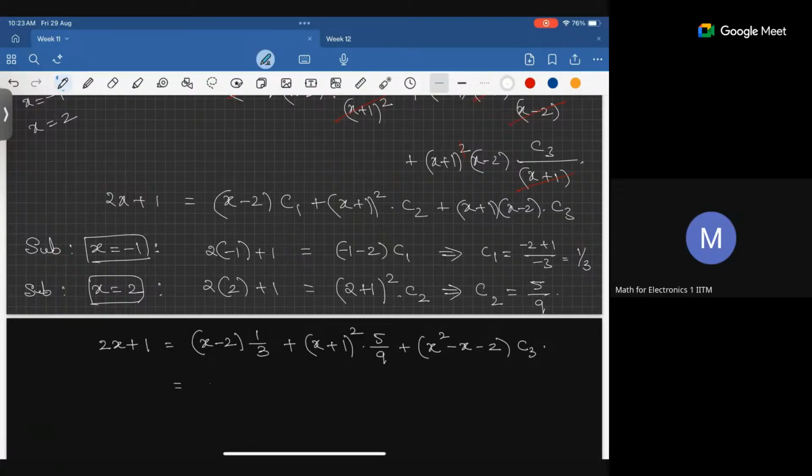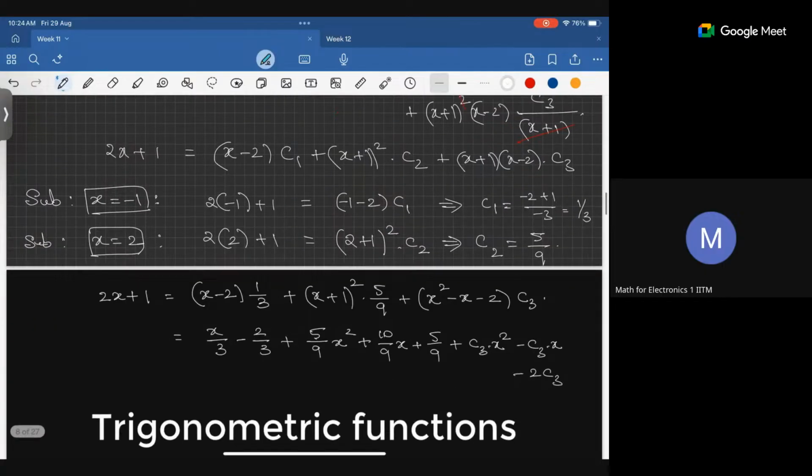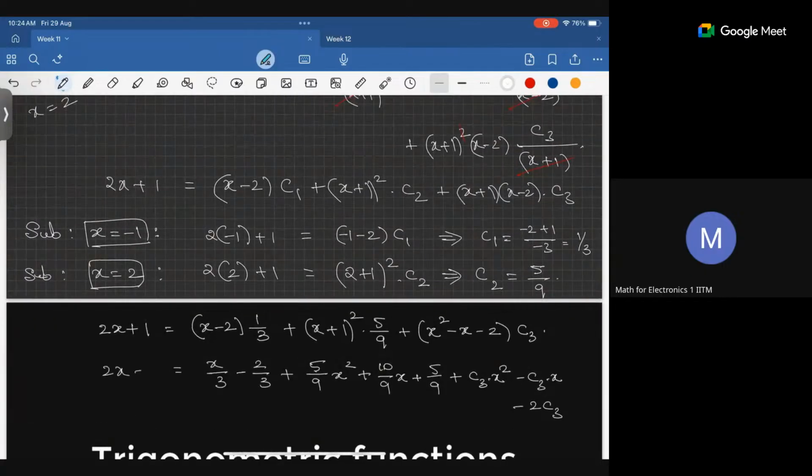Right, so now if I expand this, it is x by 3 minus 2 by 3, plus (x plus 1) whole square is x square plus 2x plus 1. If I multiply by 5 by 9, it will be 5 by 9 x square plus 10 by 9 x plus 5 by 9, plus C3 x square minus C3 x minus 2 C3. Right, so this is 2x plus 1.